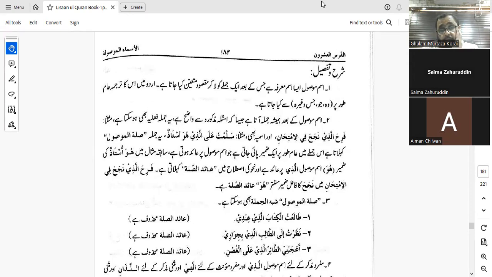Man, not men. Sorry, yes, man. Min is harf jar. So you have man and ma, where man is used for the aql and ma is used for ghair the aql. It has the same function of ism mawsul.